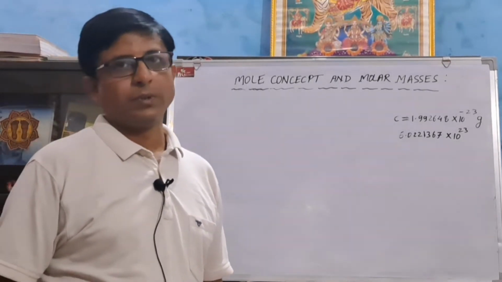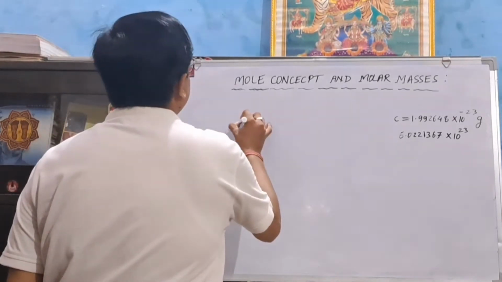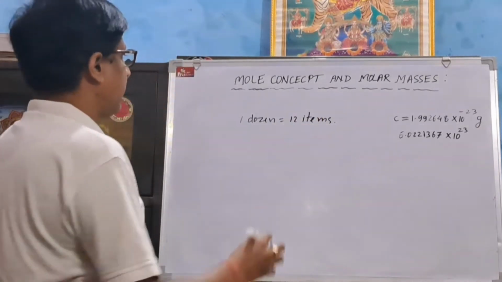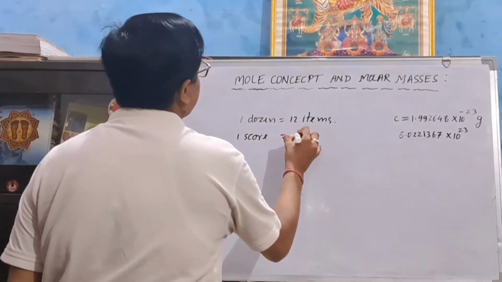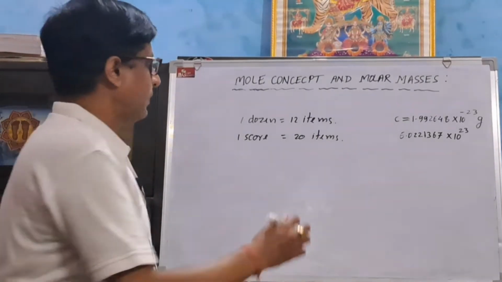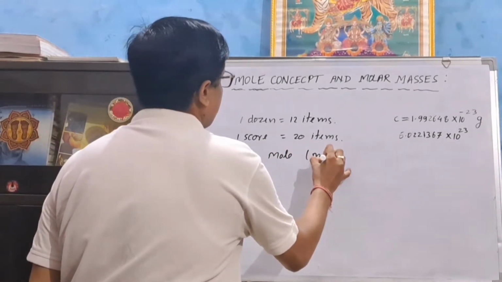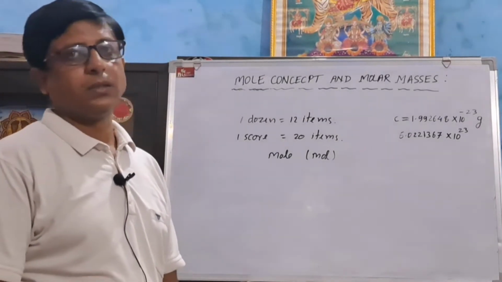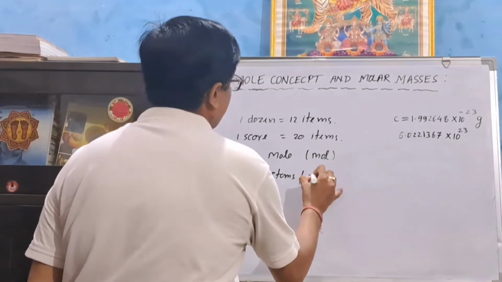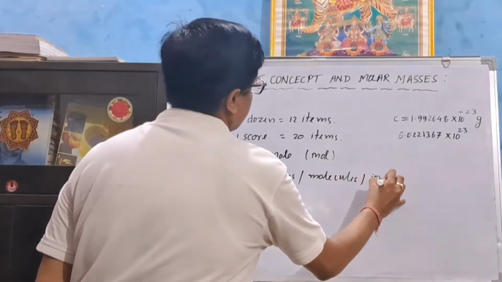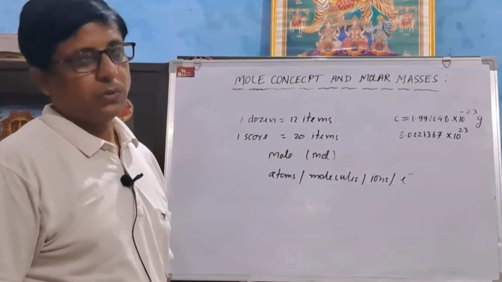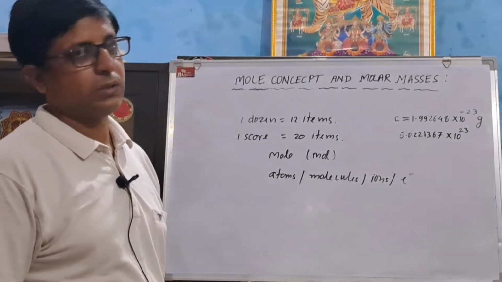For example, we know that one dozen represents 12 items. Similarly, 1 score represents 20 items. In the same way, the mole, whose symbol is mol, is used in order to represent microscopic particles such as atoms, molecules, or ions or electrons. In order to represent the number of atoms, molecules, ions, electrons, we use the unit mole.